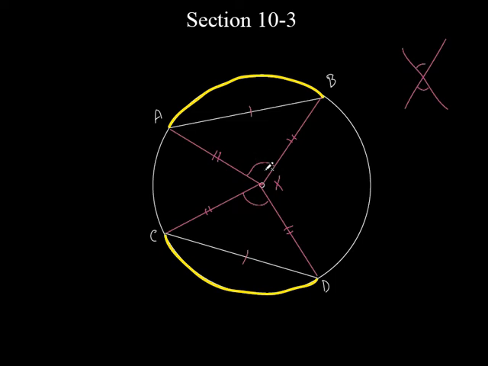Now, what is this angle? The vertex of the angle is at the center of the circle. So what kind of a name do we call this angle right here? This is a central angle, right? We talked about this yesterday. What's true about the central angle? The central angle is equal to what? Its arc.